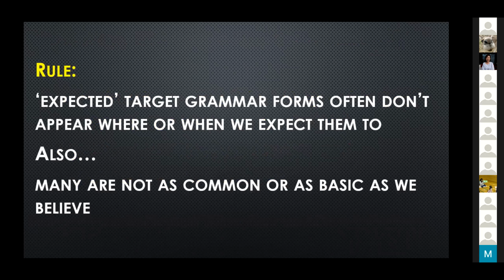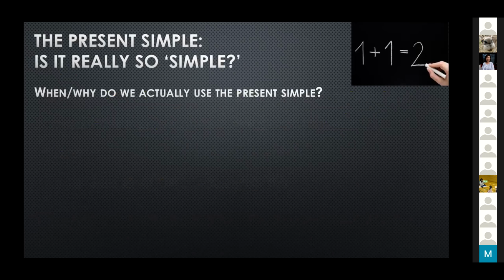So there's a rule here. Often the target forms that we expect to appear don't appear. And another problem is that many of these are not as common or as basic as we believe them to be. Here's an example: the present simple. This is usually taught very, very early on in their learning careers. But is it really so simple? Well, first we might ask a question: when or why do we actually use the present simple? People think, well, it's present and it's simple, therefore it must be easier and it must be the most basic form. Well, really? We often see examples like this.